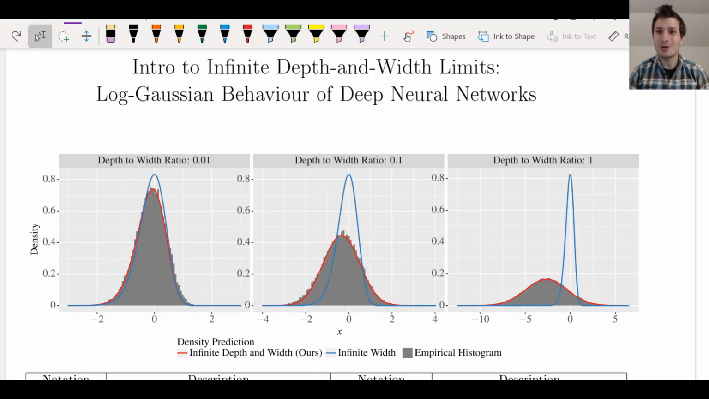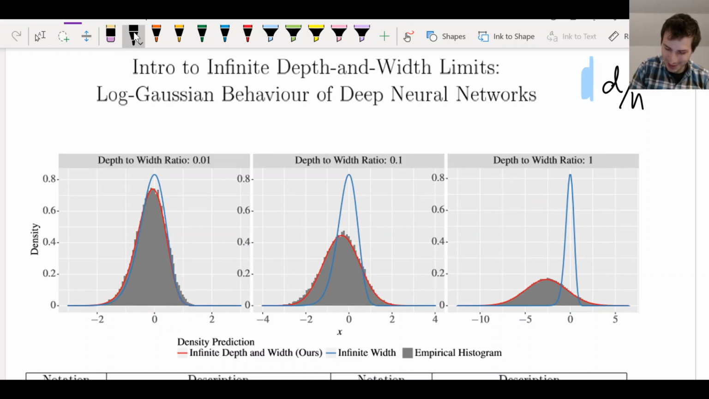In contrast to that, what I'm doing today is infinite depth and width limits. So it's like a network that has infinitely many layers, as well as each layer being infinitely wide. And we'll see that the thing that survives in this limit, the thing that matters a lot, is the ratio of the depth to the width. So even though they're both infinity, by taking a limit, you can make the depth to width ratio anything you want. So this is the ratio d divided by n.